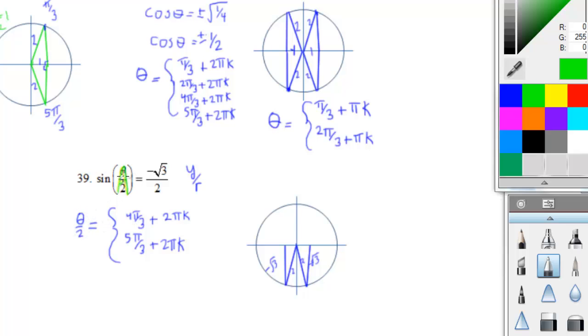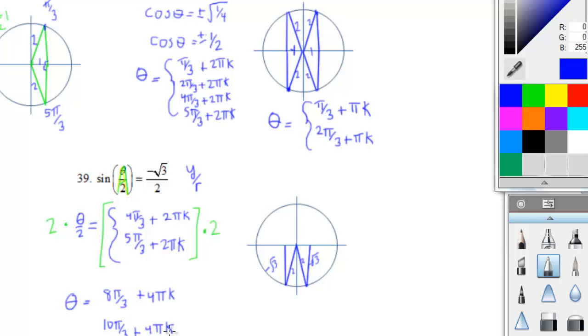But what's really in the place here is theta over 2, so then before we finish, we have to take this equation and solve for theta by multiplying both sides of this equation by 2. So I'm going to take this whole set of solutions here and multiply by 2. So then my solutions to this are theta equals 8 pi over 3 plus 4 pi k and 10 pi over 3 plus 4 pi k.